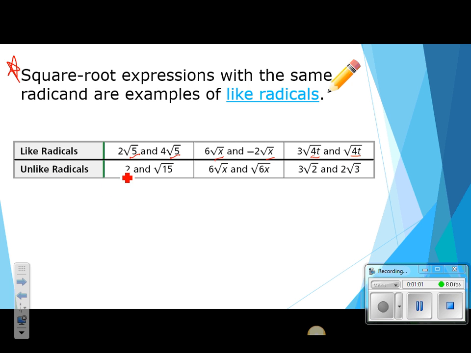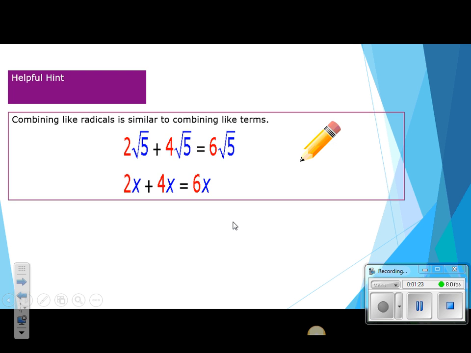But notice in the second row that the radicands are not the same, or they don't even have radicands. Like 2 and square root of 15, the 2 is not a radicand. This is not the same as this. Therefore, they are called unlike radicals, and we cannot add or subtract things that don't have like radicals. So here's a helpful hint, and I do want you to write this down: when we combine like radicals, it's like combining like terms.